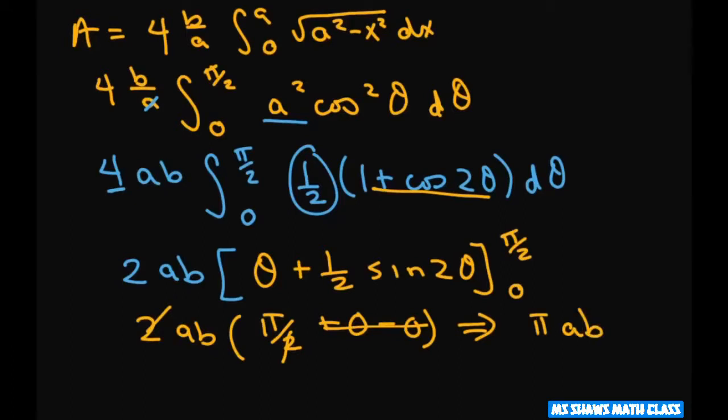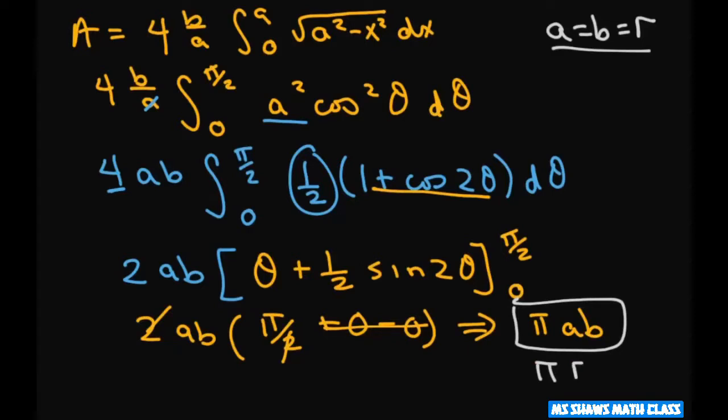Now, so we have shown that the area of an ellipse with semi-axes a and b is pi ab. All right? If you let a equal b equal r, then that means we'd have pi r times r, which is pi r squared, which is the area of a circle.